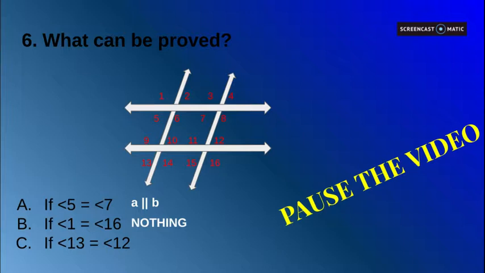If angles 13 and 12 are equal, they are alternate exterior. So that means C and D are parallel, which are these two lines.